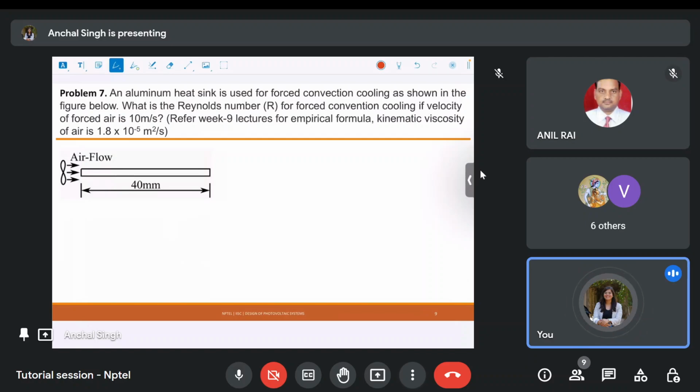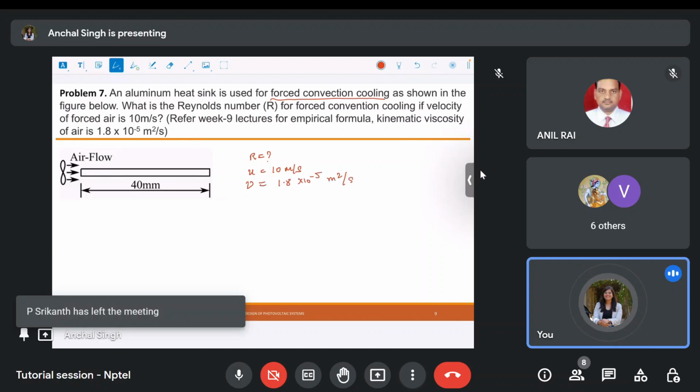So next is, an aluminum heat sink is used for forced convection cooling, as shown in the figure below. What is the Reynolds number for forced convection cooling? They have asked us to find the Reynolds number. They have given the velocity of air u as 10 meter per second, and kinematic viscosity nu is given as 1.8 into 10 to the power minus 5 meter square per second.